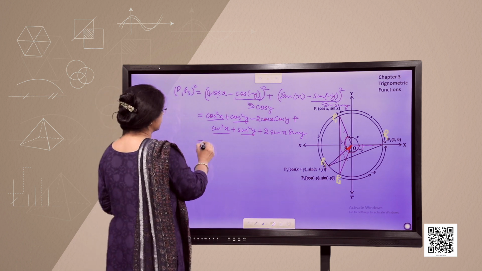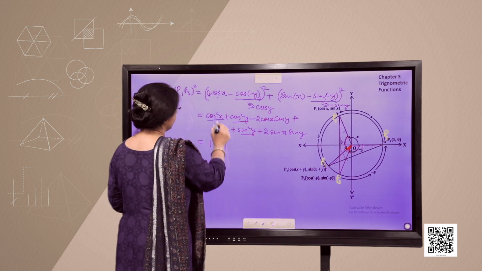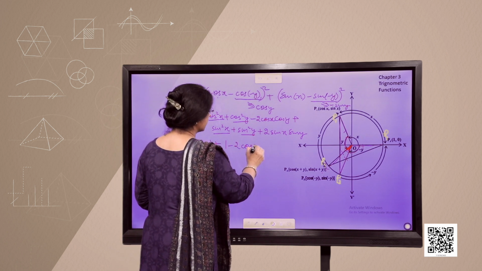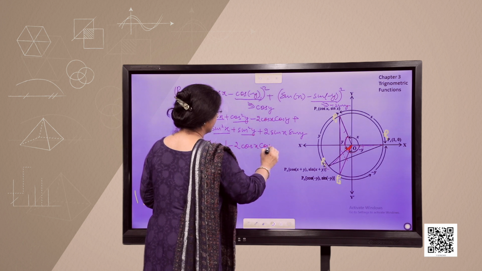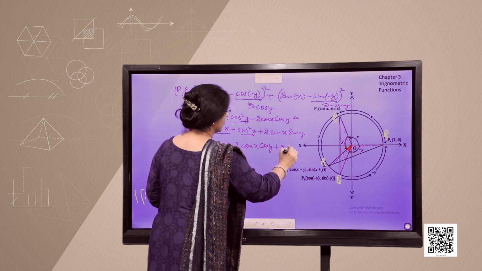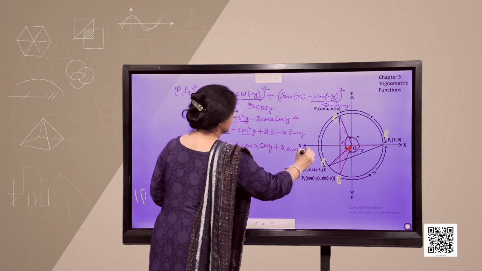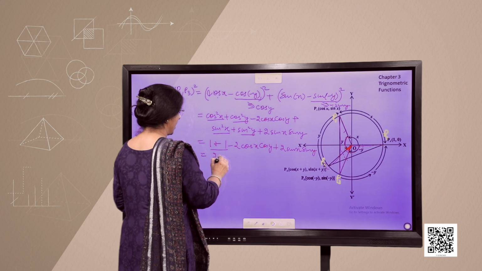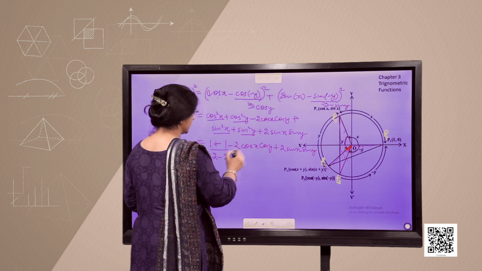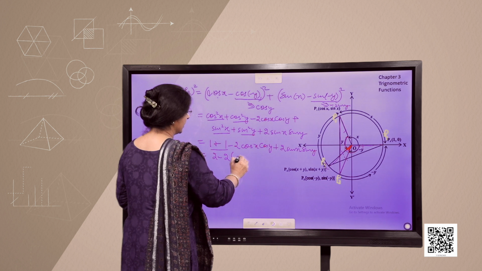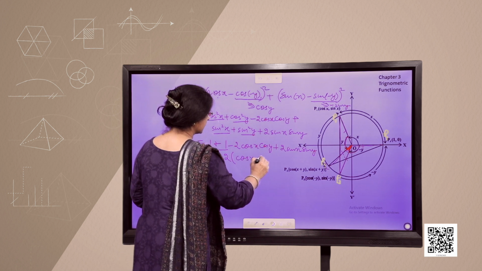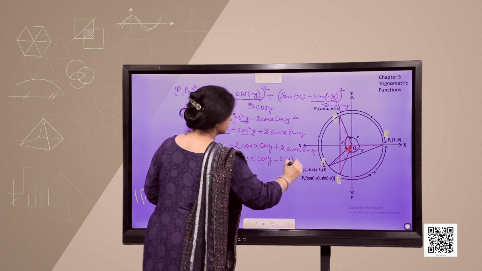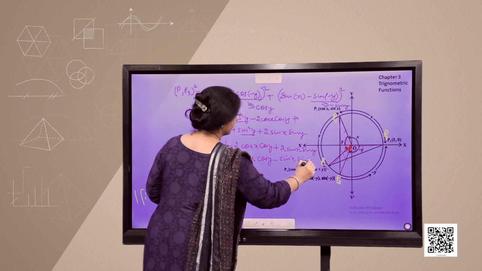We can write in the next step 1 plus 1, 1 for this and 1 for this, minus 2 cos x cos y plus 2 sin x sin y. Now, 1 plus 1 is 2, and taking 2 common from these terms, we are left with 2 times (1 minus (cos x cos y minus sin x sin y)).